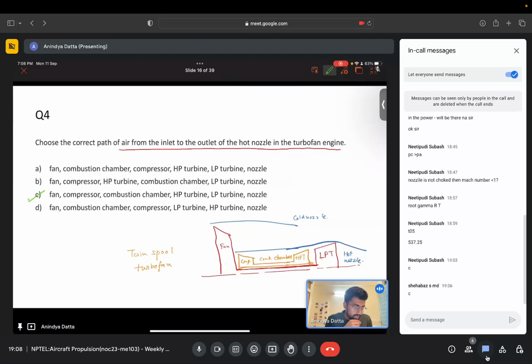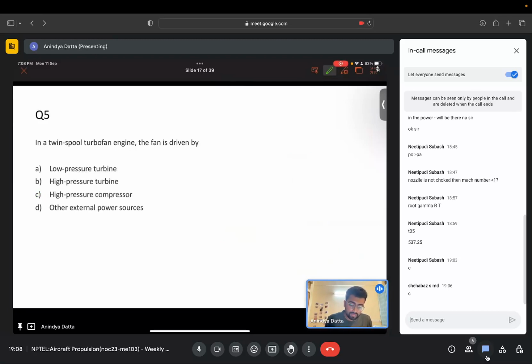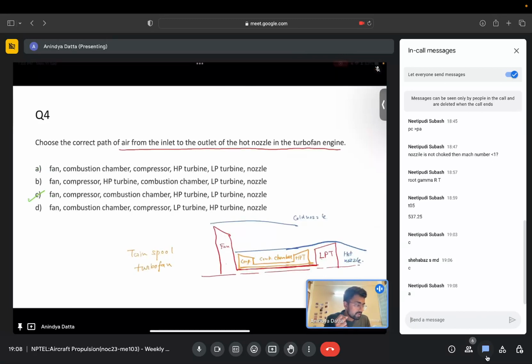All right. Question 5: in a twin spool turbofan engine, this is related to the previous question, the fan is driven by: low pressure turbine, high pressure turbine, high pressure compressor, option D, other external sources. This is the correct answer, 5A. Going back to the diagram, you see that the compressor is driven by the high pressure turbine, and the fan is driven by the low pressure turbine.